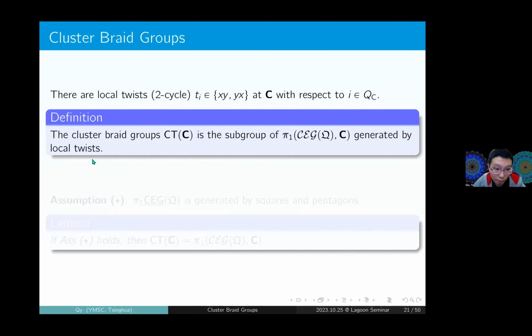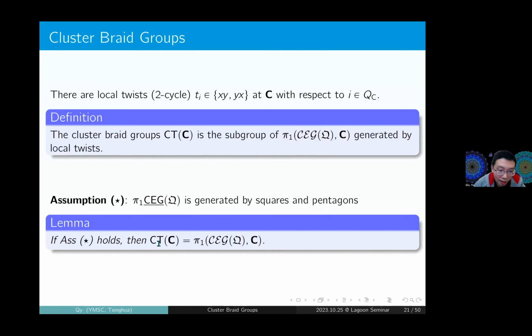And the cluster braid group is defined to be the subgroup of the fundamental group of this 2-dimensional CW complex generated by this local twist. And in all the cases we have studied, the unoriented cluster exchange graph is generated by squares and pentagons. And if this is true, which people expect to be true in many cases, but not all cases, then this cluster braid group we define, generated by local twist, is in fact the whole fundamental group. And this is just some extra facts.